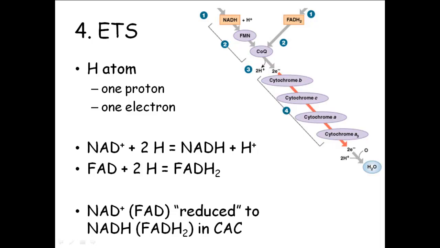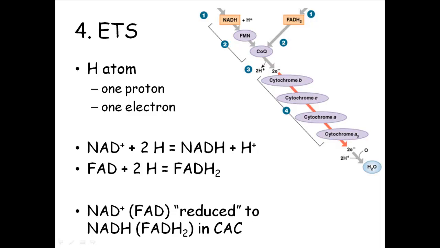So, if you reduce something, do you add electrons or take them away? Add. Good. Remember, a hydrogen atom is one proton, one electron. So you take NAD, which has a positive charge, and you add two hydrogens, so you're adding two electrons. Both electrons and one of the hydrogen protons stay on this, and then you get a proton by itself. See how you still have the two protons? One of them is over here with two electrons, and then one proton is by itself. And so you have the same charge.